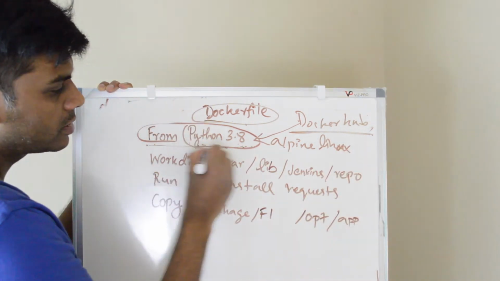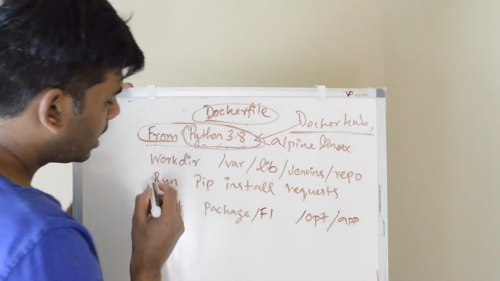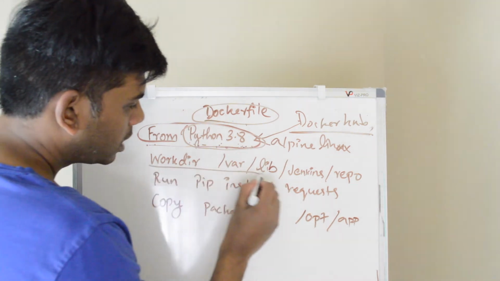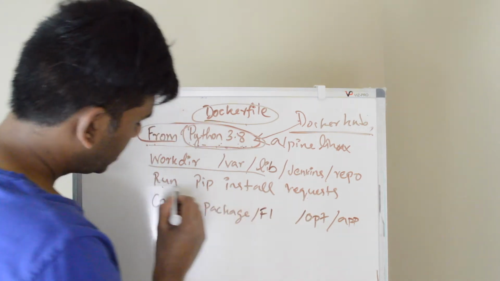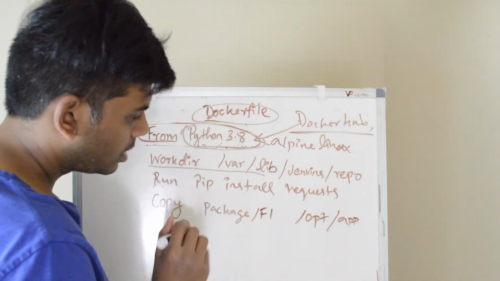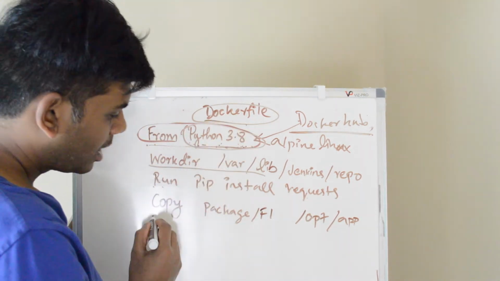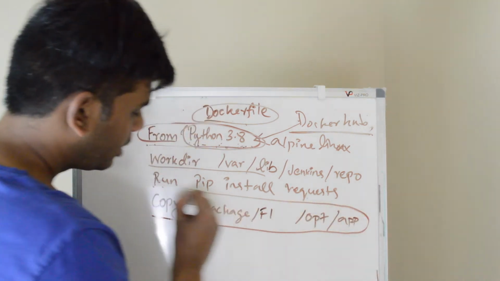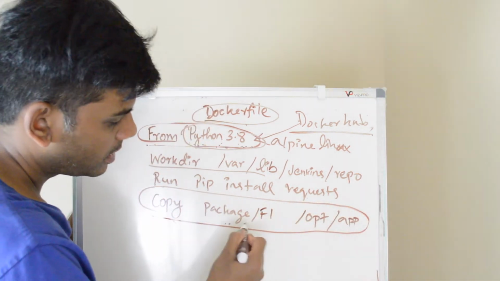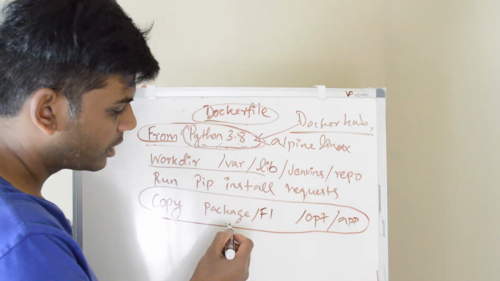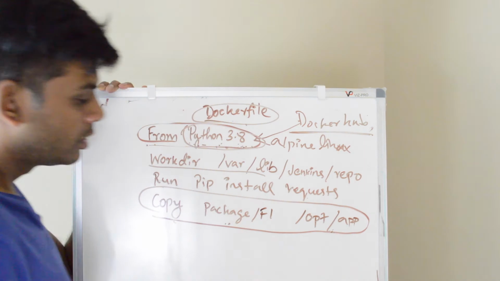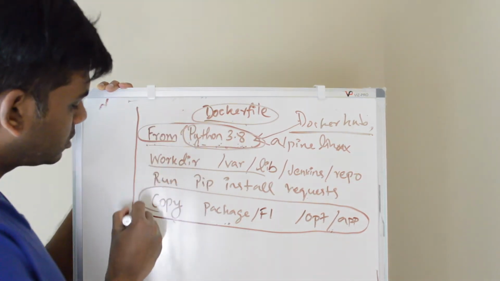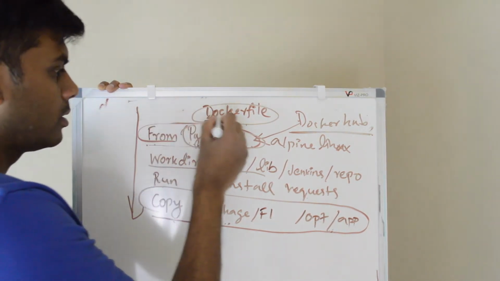But it's got Python 3.8, and not just that, he'll say I want the working directory to be this, and I want the request package to be installed inside this container, and I want my package to be copied from whichever location the operations engineer gives you to this application directory, right? So these are the instructions that will be in the Dockerfile.